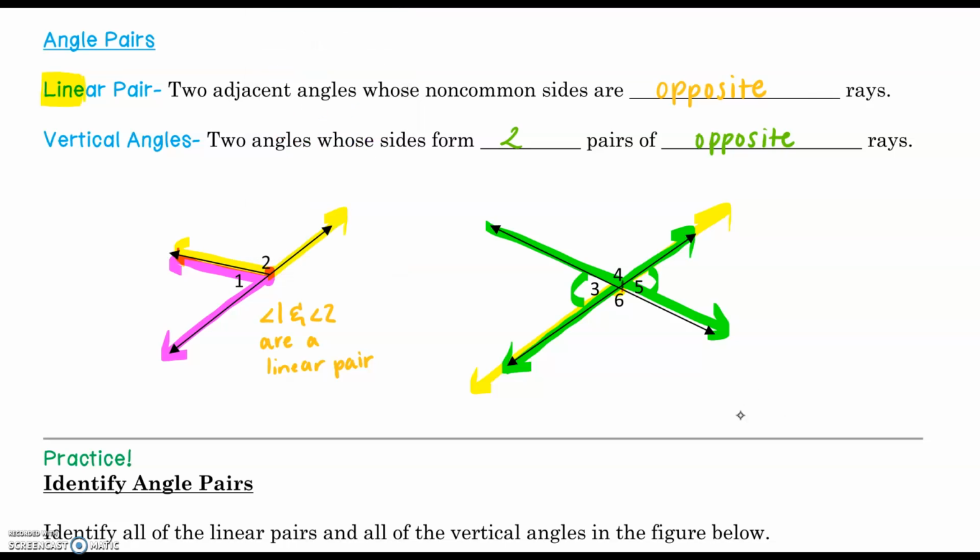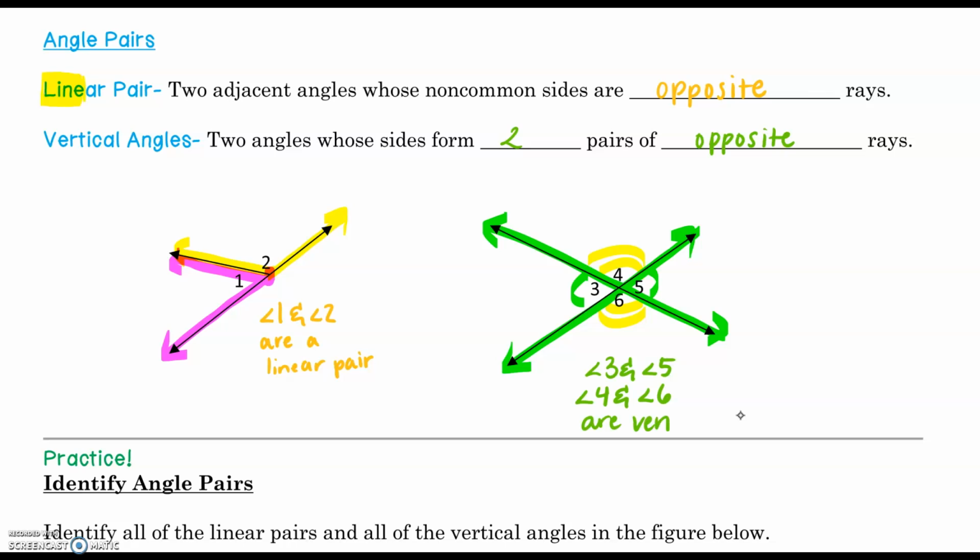And then same thing with the other two sides. If we start at the vertex and go down into the right, and start at the vertex and go the exact opposite direction, those sides form opposite rays as well. So vertical angles are angles that are directly across from each other, directly across the vertex. So in this case, angles 3 and angle 5, and then also angles 4 and angle 6. So those are our two pairs of vertical angles here.